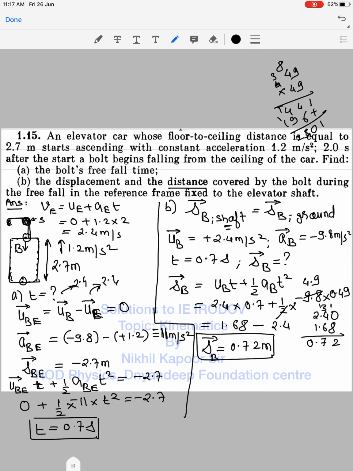What is the distance traveled? So let's solve this. Distance traveled. Now the motion of bolt is considered with respect to ground. So the bolt is thrown up with 2.4 meter per second. So it will go up and it will fall like this on the elevator. But the elevator floor is not at rest. So what we have to find is, first of all, this distance, that is the time taken to go up and down to the same level.